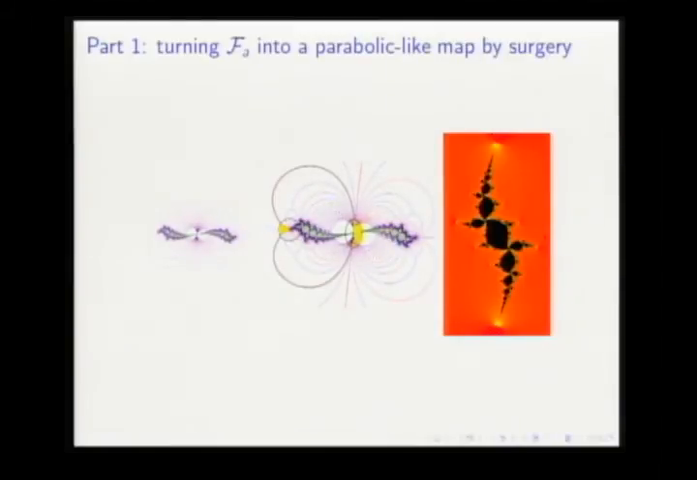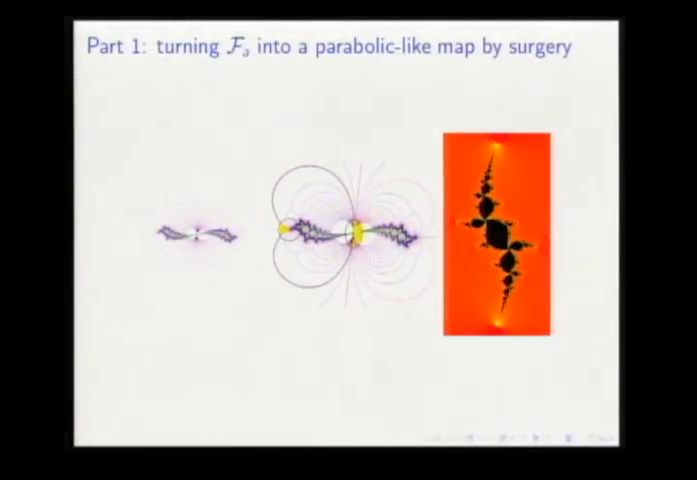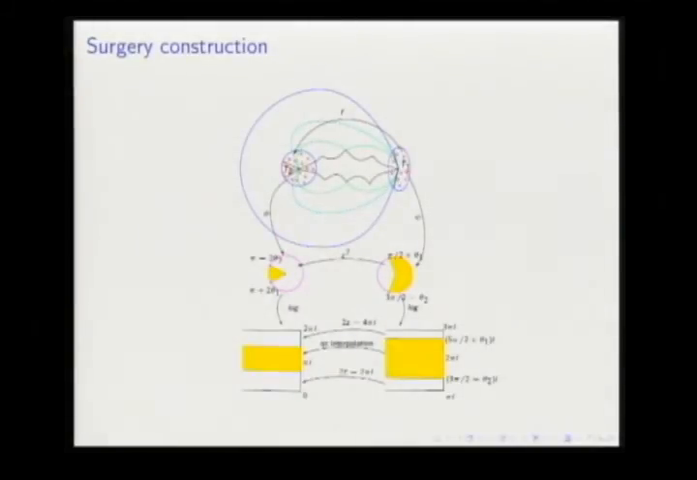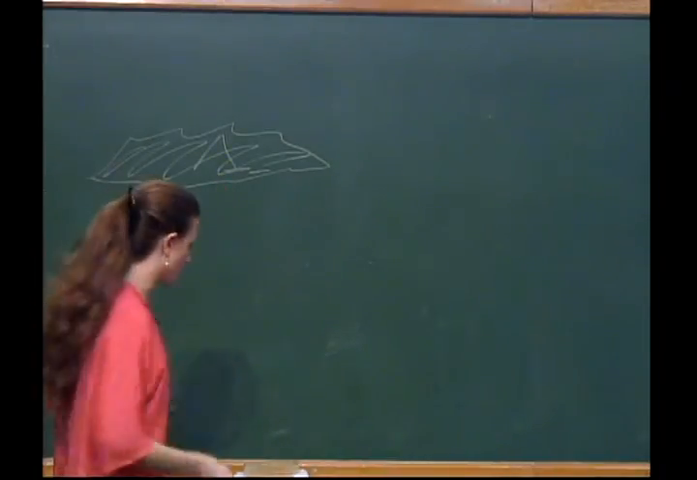So let's concentrate in the last 10 minutes on how to turn this branch into a parabolic-like map. The surgery is actually not that difficult. This is the schematic, this is lambda minus, my limit set, and this is a schematic drawing. I told you that I'm not such a great painter. So what do you have? My limit set, lambda minus. This depends on the parameter A, but let's forget about that.